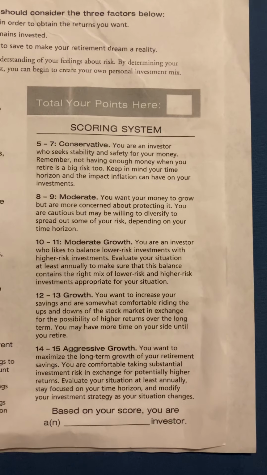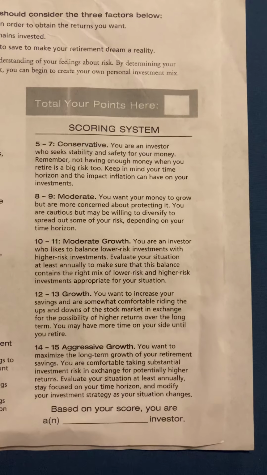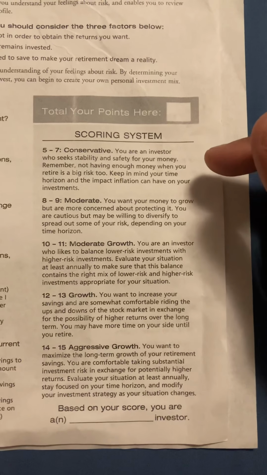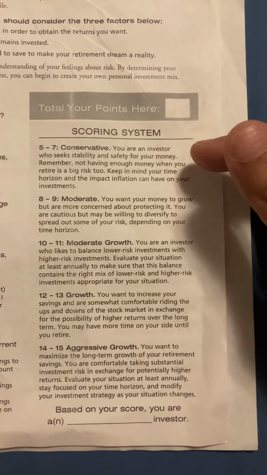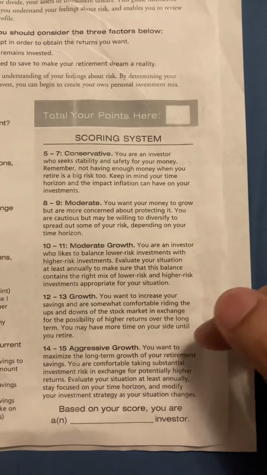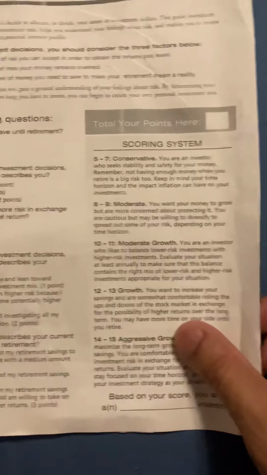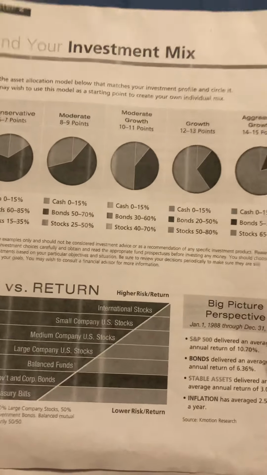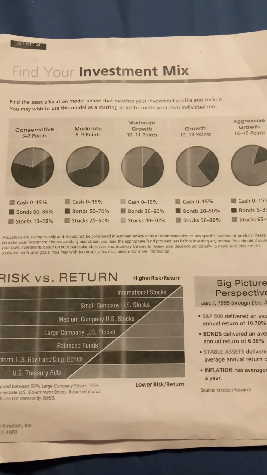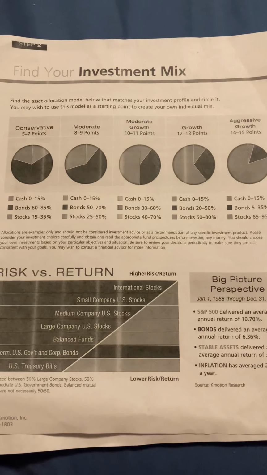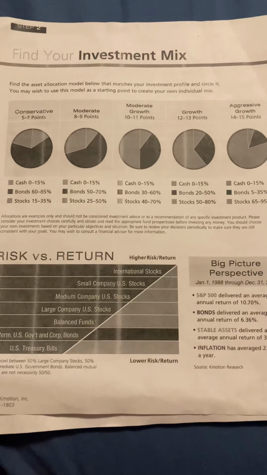So you add up your score. And now this is the next question you guys might ask: how do I have a conservative portfolio, or moderate growth, or aggressive growth portfolio? That leads me to my next sheet, which is here. This is your investment mix. Remember, a few minutes ago I said one of the main reasons is because of retirement.